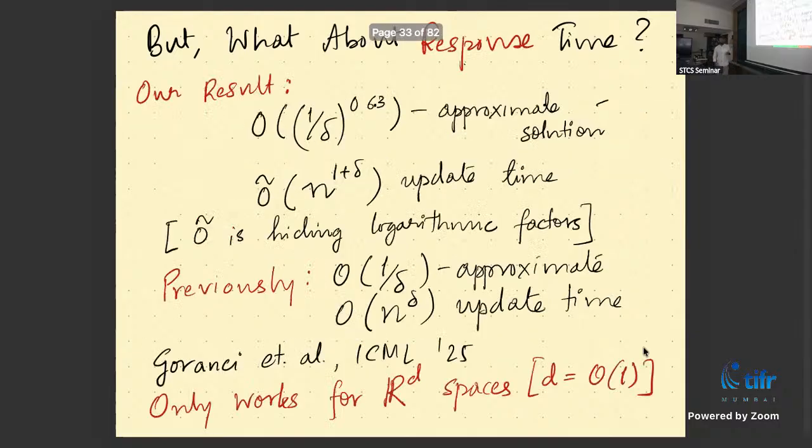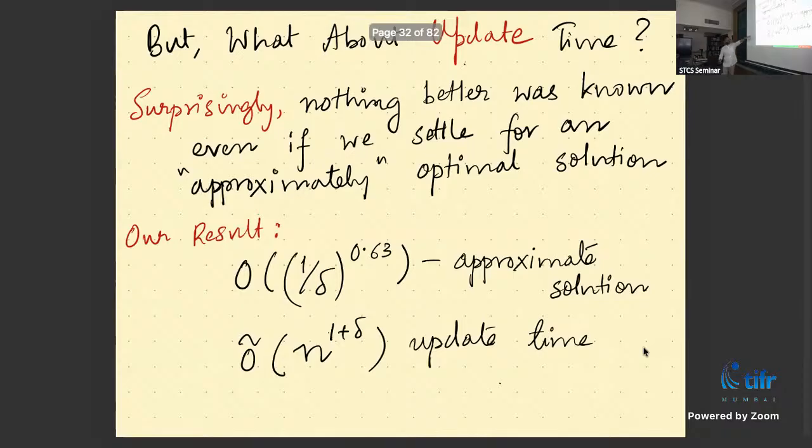So that's the result. And remember, this only works for metric cases. We don't know anything about general weighted graphs, and we have no reason to believe that nothing is possible there. So that would be one of the interesting problems if some of you want to work on that.